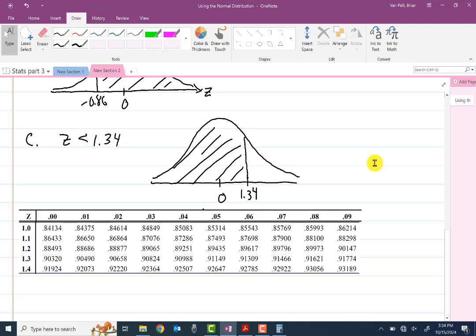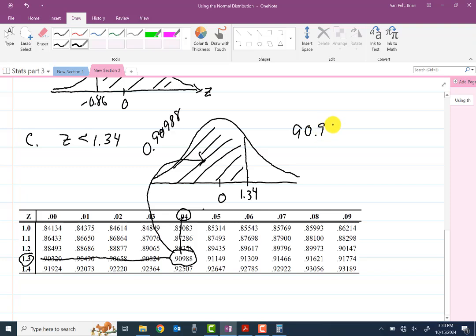Here is the relevant portion of the table. So I'm looking at 1.34. So let's see what I have in this spot here. 0.90988. So that's directly from the table. That is that area right there. Of course, as a percent, you'll have 90.988%.